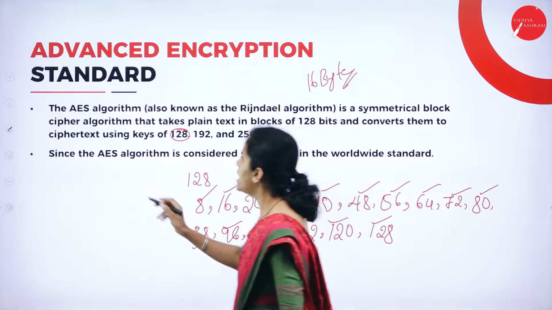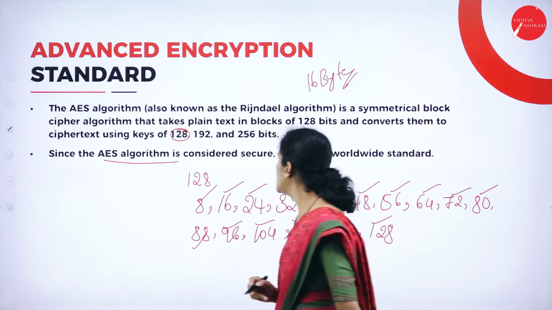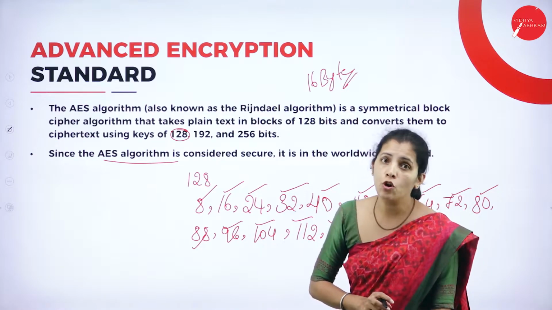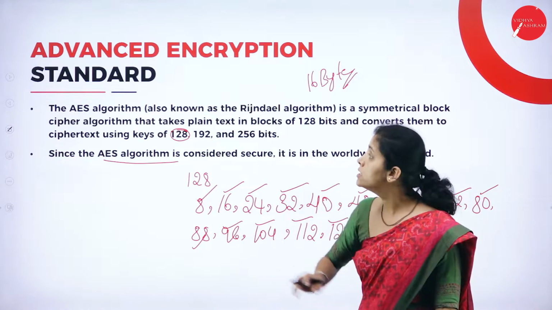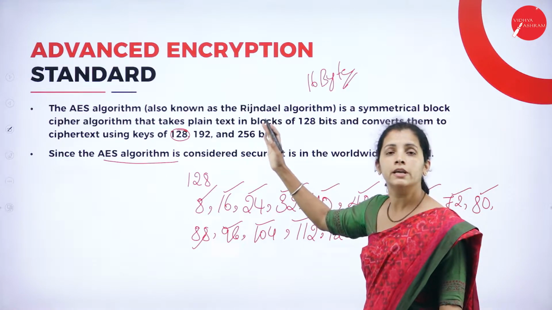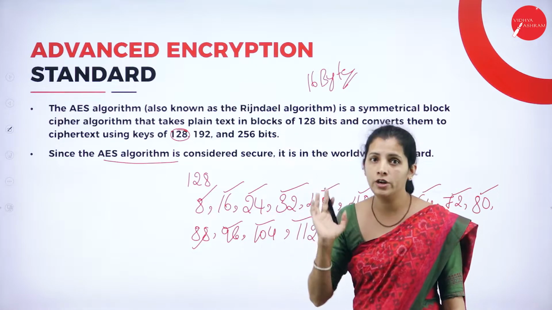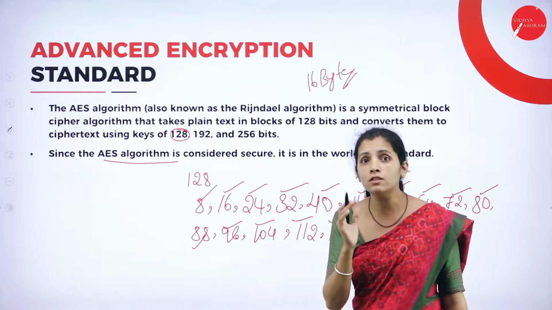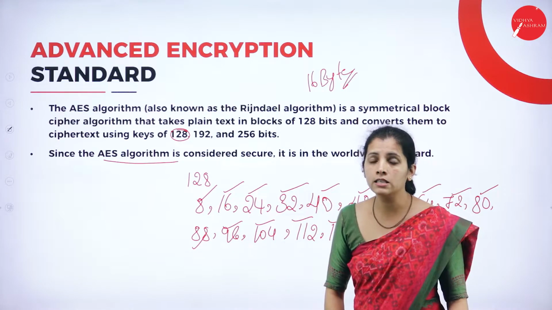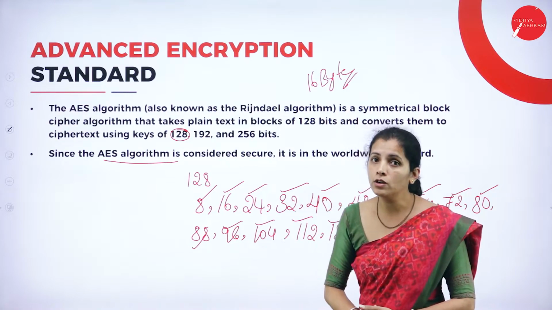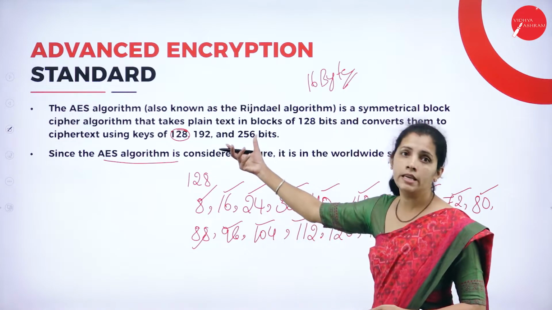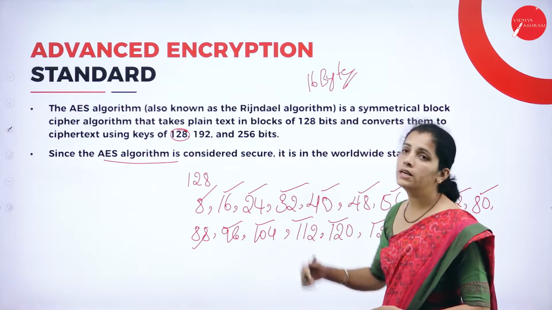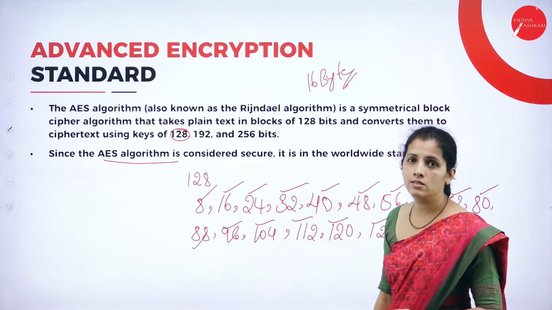So here the AES algorithm is considered secure because it is the most commonly used cryptography system in order to provide security. It is more secure because the length of the key is large and it is very difficult to detect the key size. So this is the most commonly used cryptographic system.